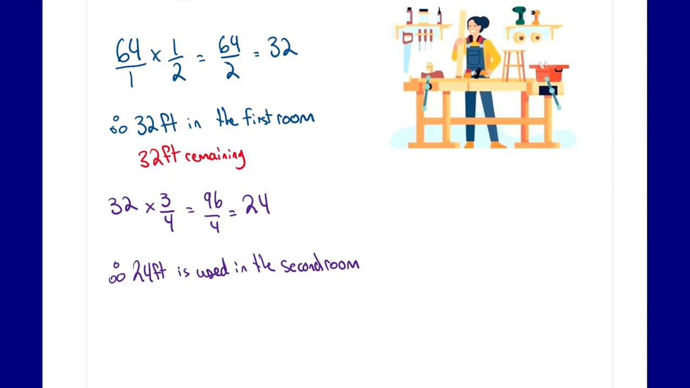So that means then all the way at the very end, if I did 64 minus 32 minus 24, I end up with 8 feet. So therefore, there's 8 feet remaining.